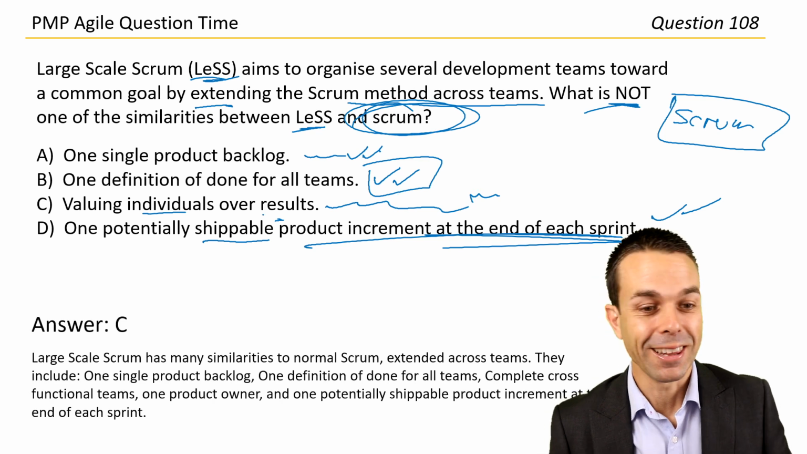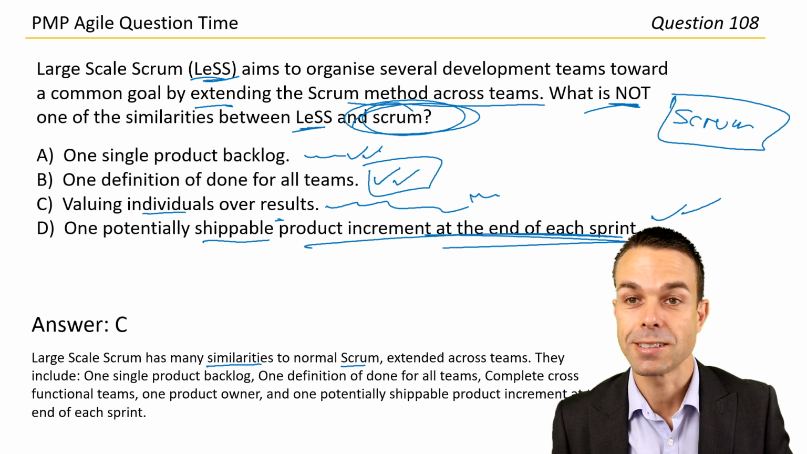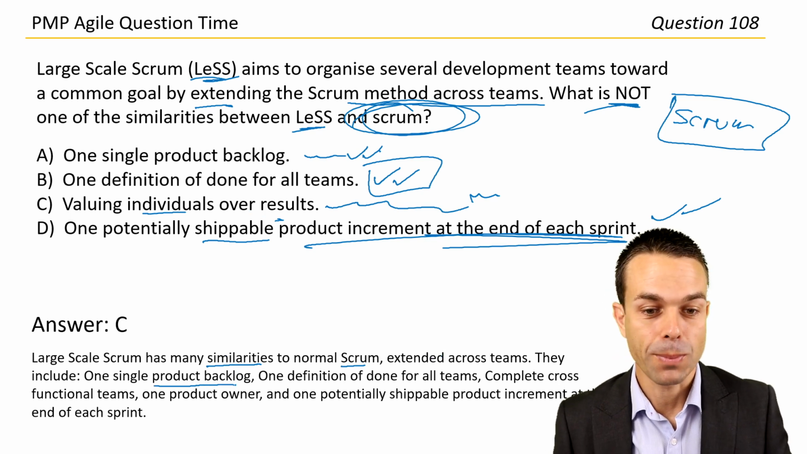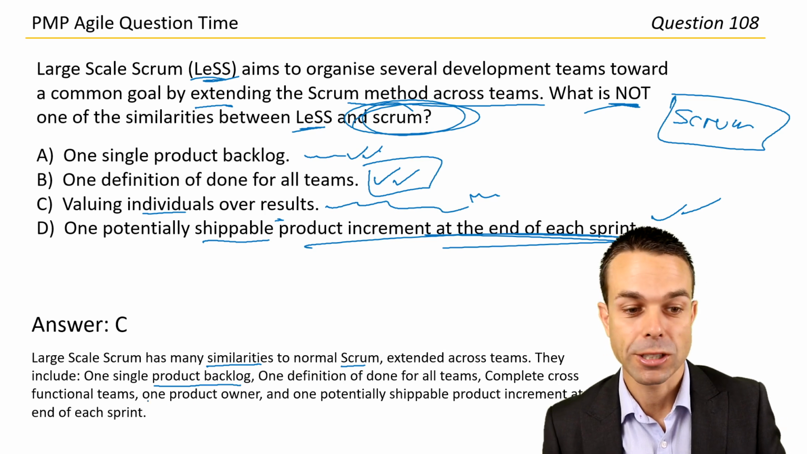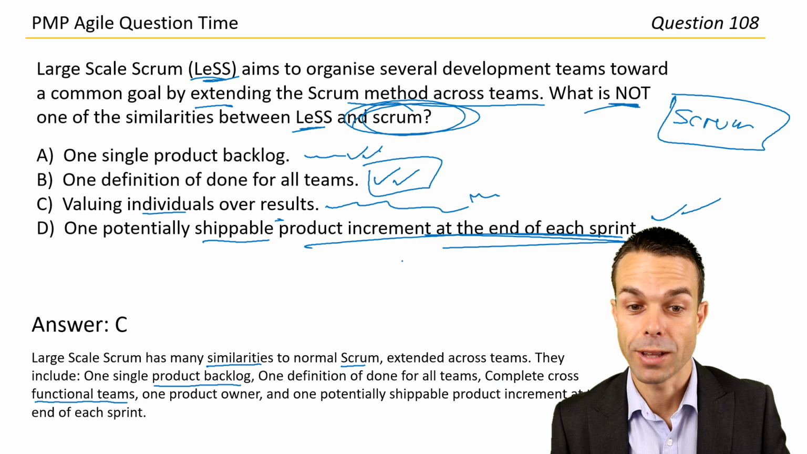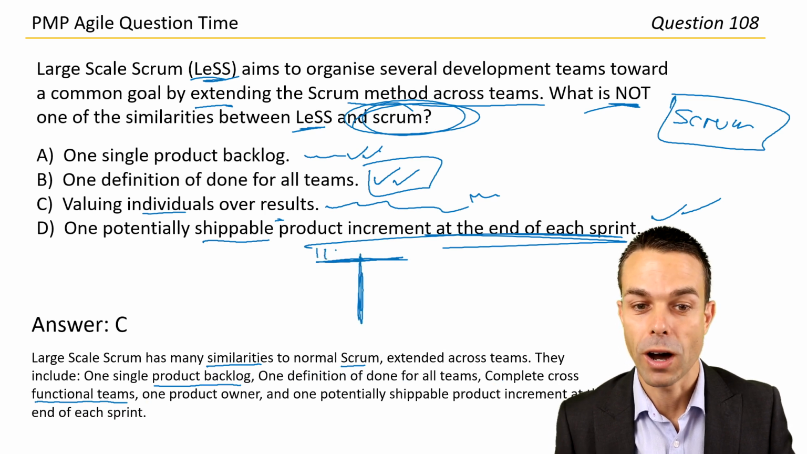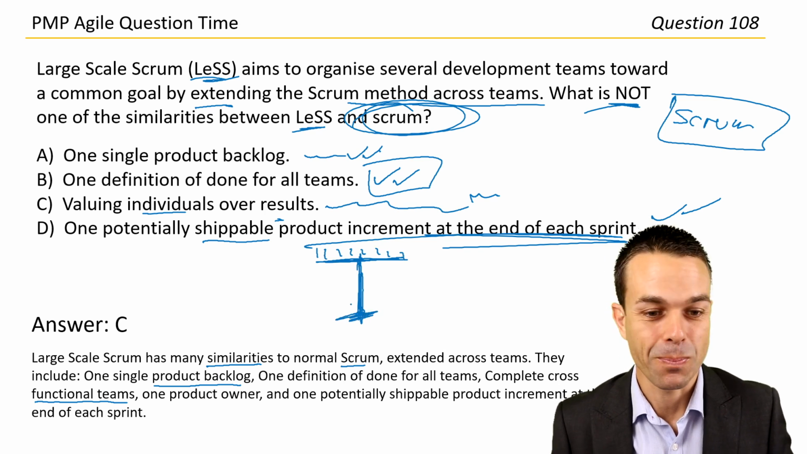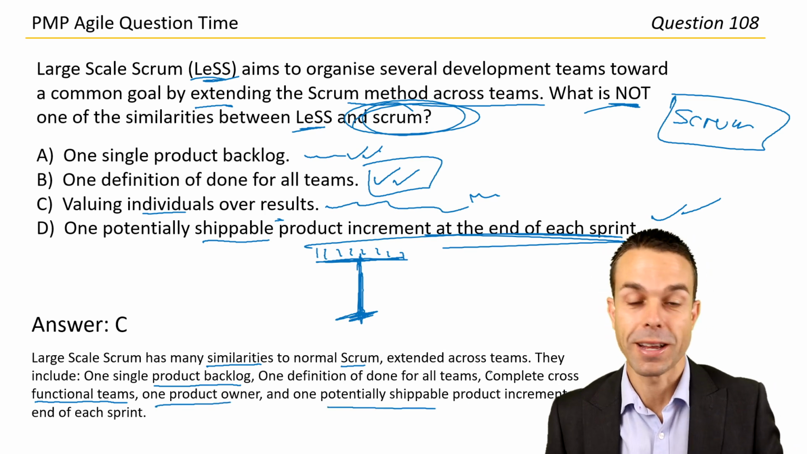There it is. Large-scale Scrum has many similarities to normal Scrum, extended across teams. They include one single product backlog, one definition of done for all teams, complete cross-functional teams. Oh, so that's good. That's where we've got our T-shaped people, remember? So with a wide range of expertise, but one deep expertise. These are the generalizing specialists in our team. One product owner and one potentially shippable product increment at the end of each sprint.